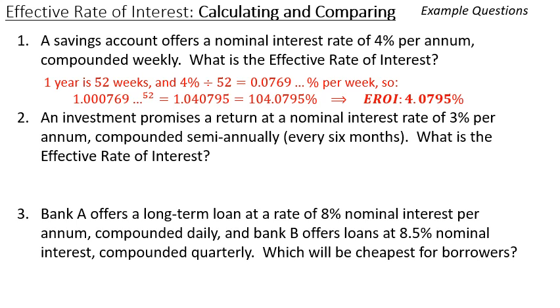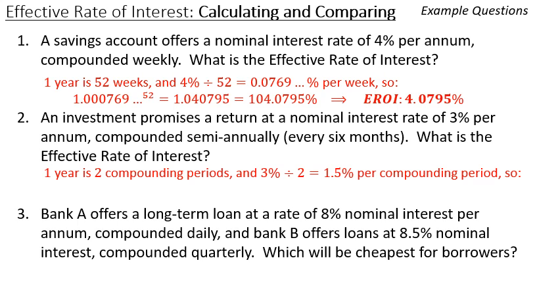For the next one, you have 3% per annum, but it's compounded semi-annually. Because the compounding is every 6 months, you get 2 compounding periods in a year, and you will have half the interest rate. So we divide the interest rate by the 2 compounding periods, and we apply that 1.5% twice. We multiply by 1.015 twice, which means we're multiplying by 1.015 squared. And if you calculate 1.015 squared, we get 1.030225.